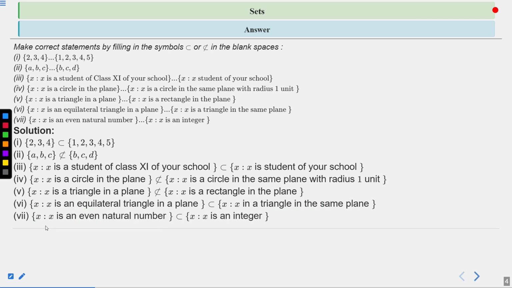Now for seventh, the collection of X such that X is an even natural number is indeed a subset of the collection of X such that X is an integer. Why? Because every natural number is an integer. Clear? I hope it is clear to you.